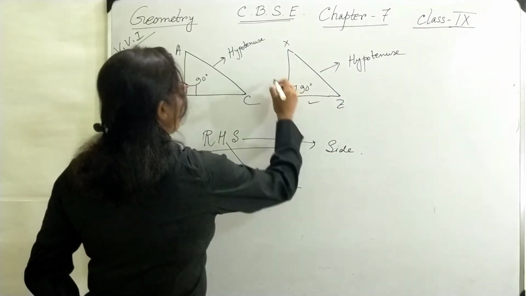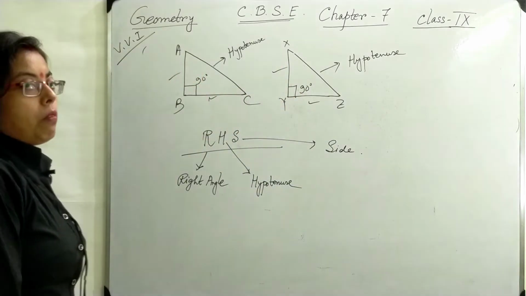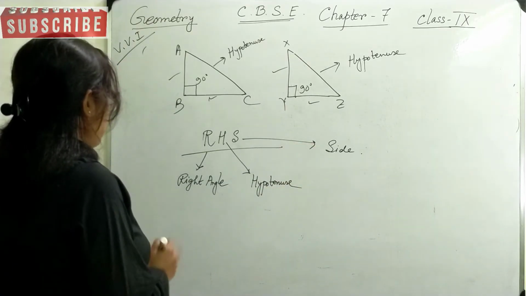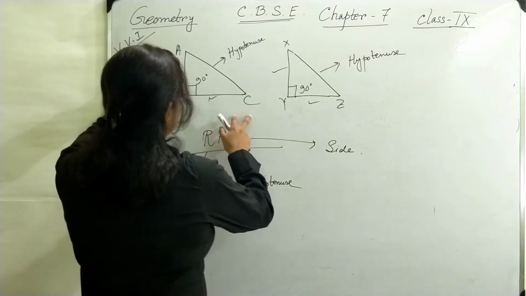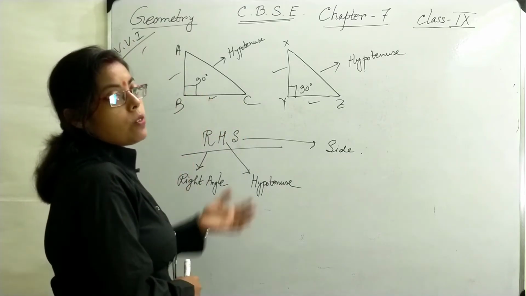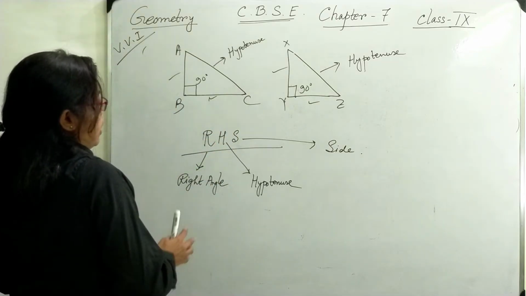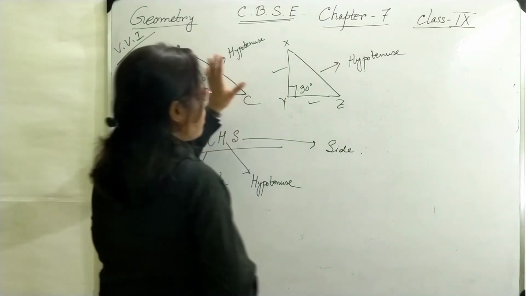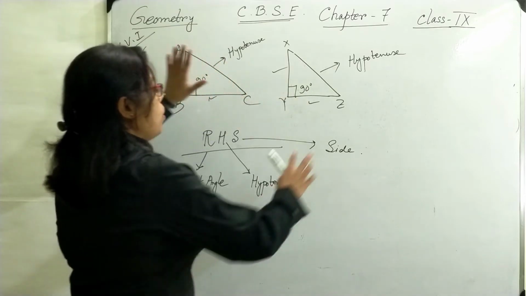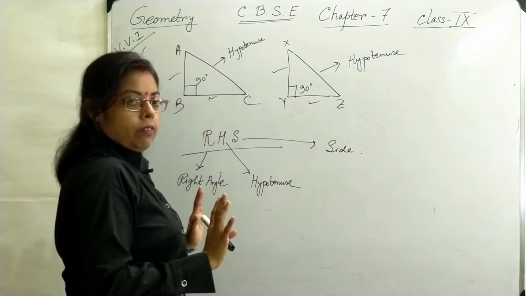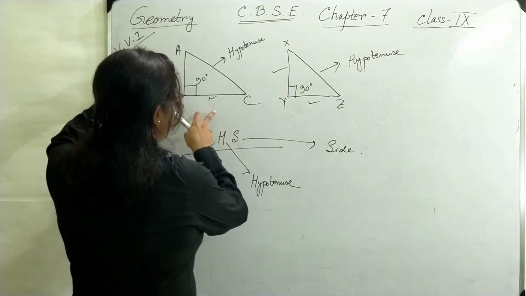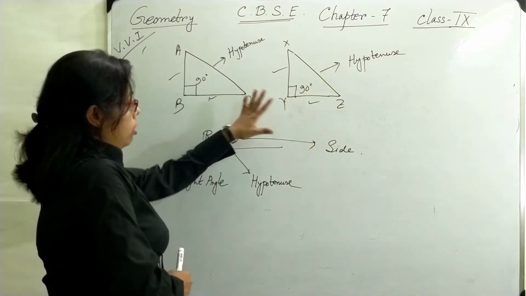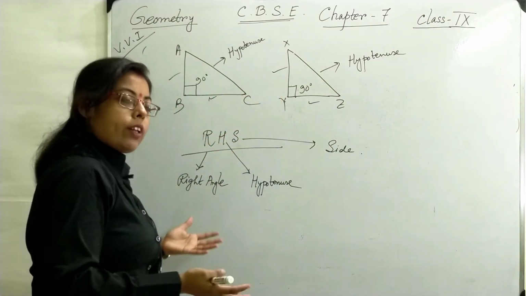Side may be this one or this one, any of AB or BC, here any of XY or YZ. What is the concept here? Suppose this is a triangle whose one angle is 90 degrees. That means this is a right angle triangle. Now, here the criterion is: if the hypotenuse, that is the side opposite the right angle, of both the triangles are equal, and any of the other sides are equal in nature, then we can say that the two triangles are congruent in nature.